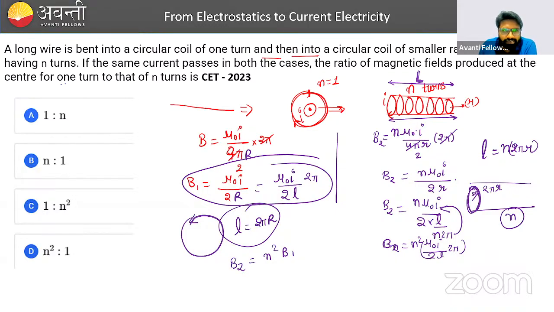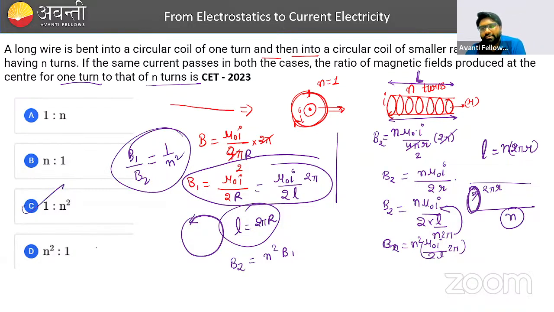Now, which ratio do we have to take? One turn to the n turns. One turn is B1 by B2, which will become 1 upon n square. So option C is the correct answer of this question.